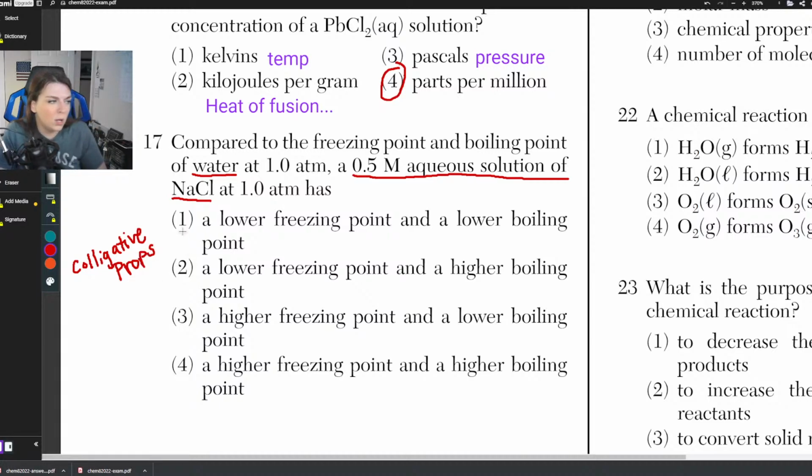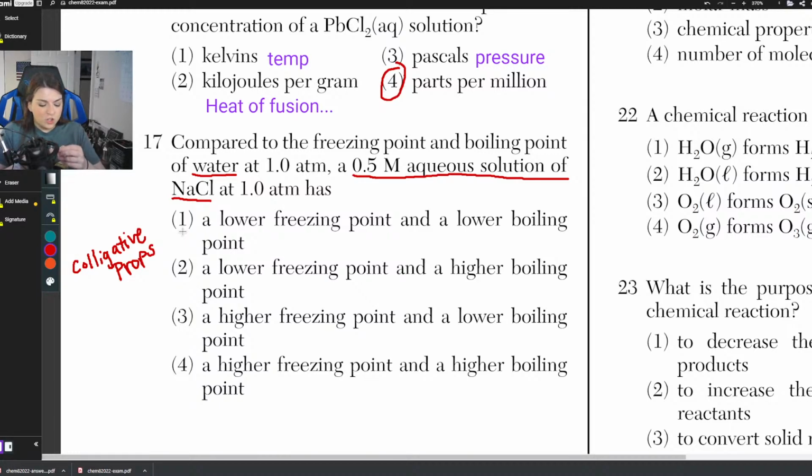There's a whole video on my channel on colligative properties. Colligative properties, more or less, is a change in the physical properties when you dissolve stuff in water. So if you dissolve salt in water, even sugar in water, you are going to raise the boiling point. It's harder to boil. You're going to drop the freezing point. It's harder to freeze. You have to remove more energy in order to get it to freeze.